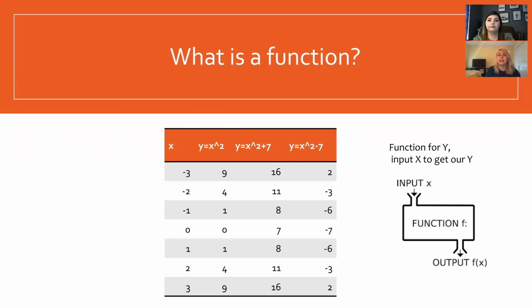We see here, let me get my annotation tool. We see here that we're giving our input, which is the x value. So that means we are looking for our y value. So y is what? Oops, sorry.